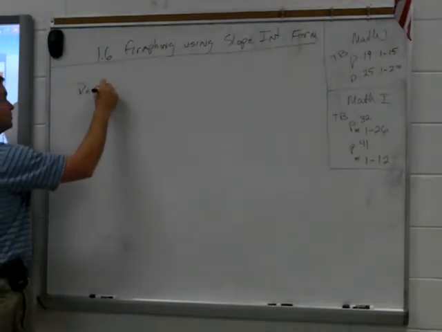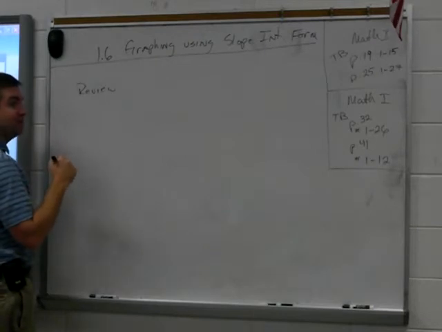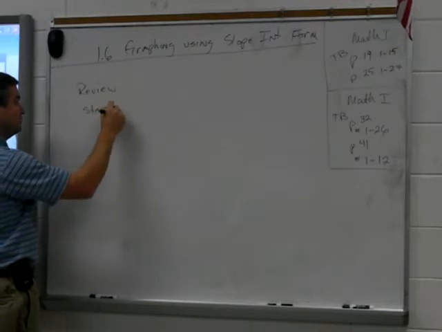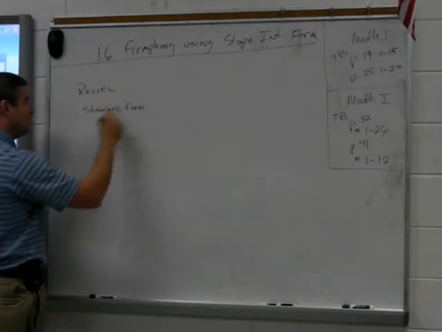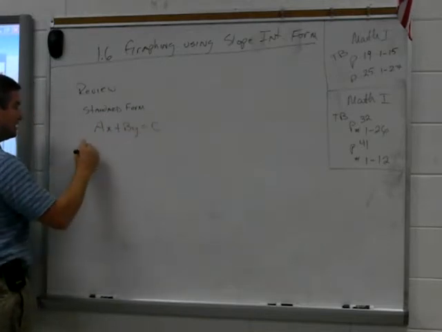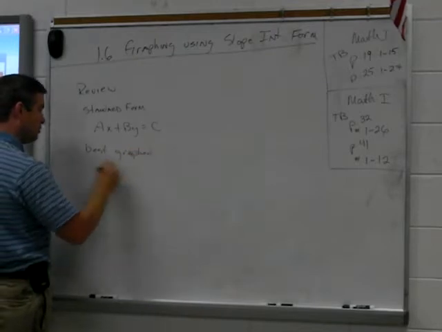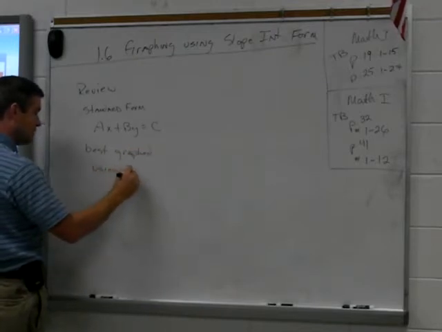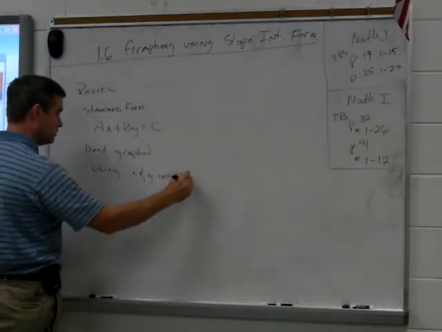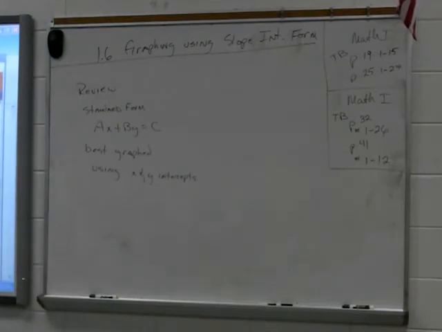In review, we talked about standard form. We talked about graphing using intercepts. Standard form, write this down. Standard form is AX plus BY is equal to C. This is best graphed using X and Y intercepts.